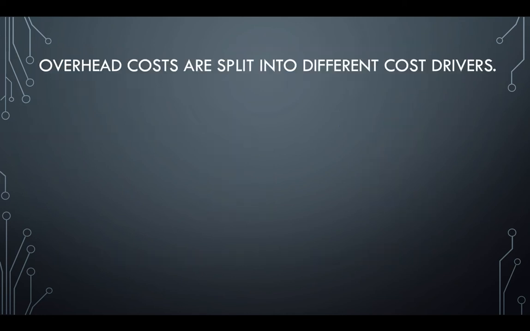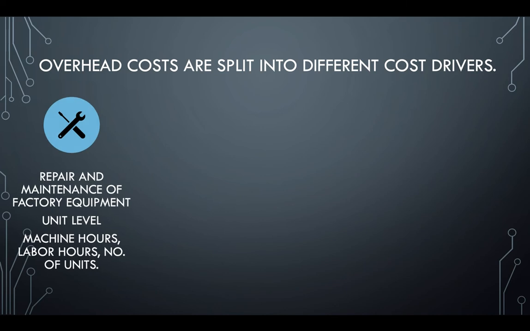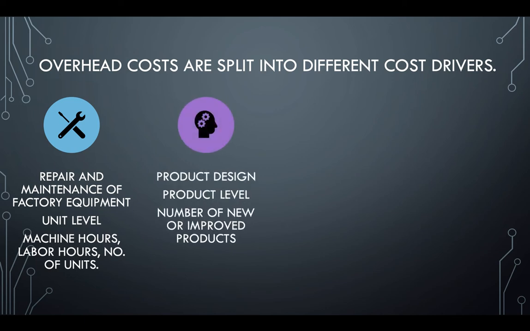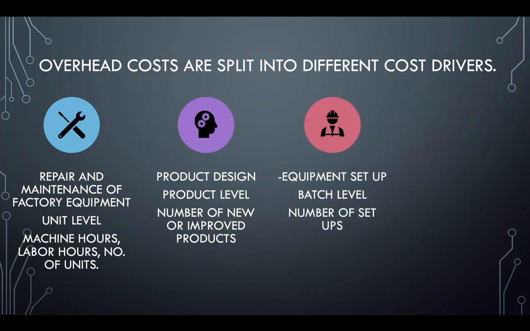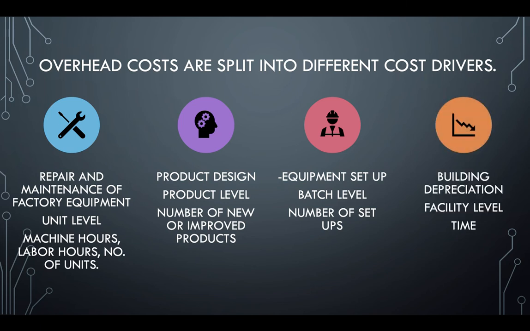Overhead costs are split into different cost drivers. For example, repair and maintenance of factory equipment is a unit level cost, containing typical cost drivers of the machine hours, labor hours, and number of units. Product design is a product level cost, containing typical cost drivers of the number of new or improved products. Equipment setup is a batch level cost, containing typical cost drivers of the number of setups. And building depreciation, which is a facility level cost, containing typical cost drivers of the amount of time passed.